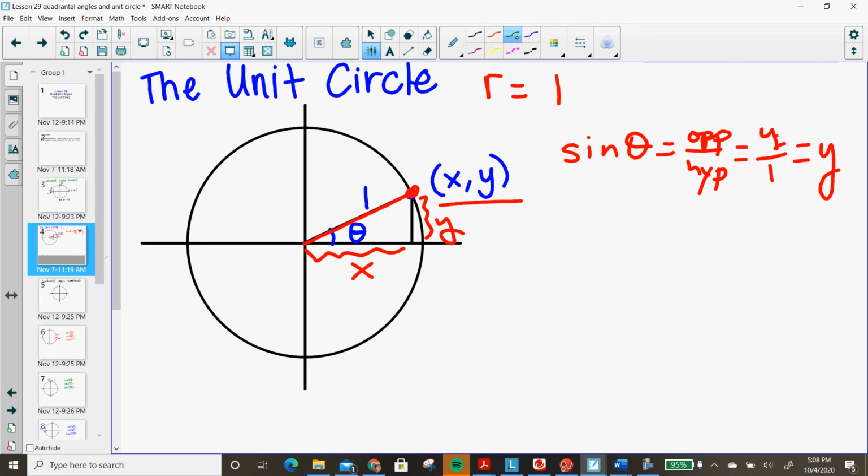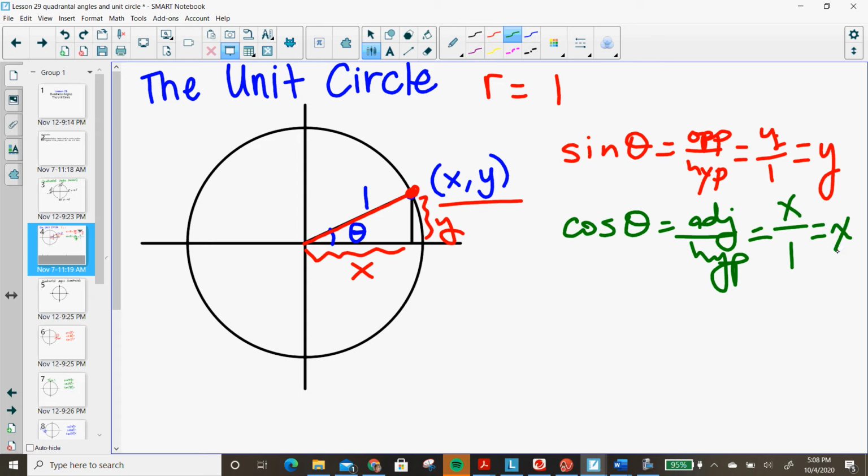Also, by definition, the cosine of theta has to be the adjacent over the hypotenuse, and if that radius is 1, then the hypotenuse is 1, and the adjacent side has to be x, so that means that no matter where we go on the unit circle, the x coordinate of the point where the line for the angle intersects the circle will also be the cosine of that angle as long as it's a unit circle and the radius is 1.